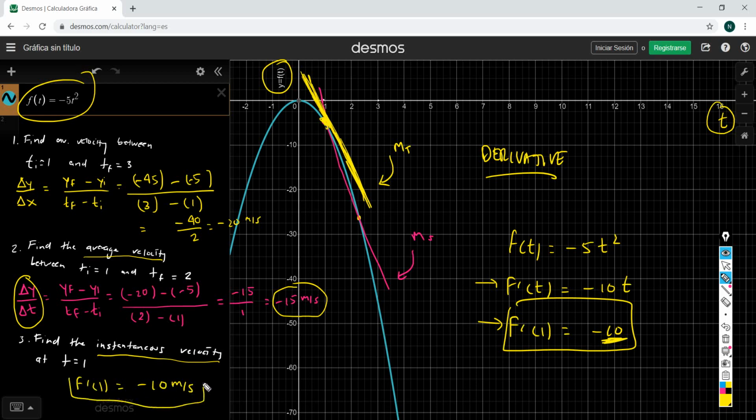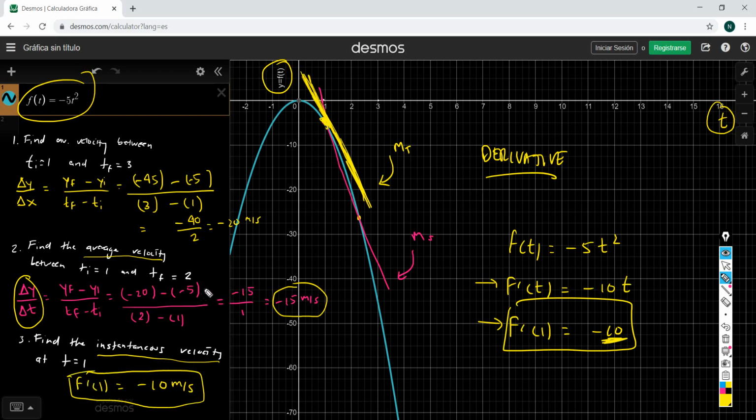This is the instantaneous velocity, and you can see that it actually makes sense, right? If the average velocity between 1 and 3 seconds is minus 20, and then the average velocity between 1 and 2 seconds is minus 15, you see it's kind of following this pattern, right? Going downwards in steps of 5 units, minus 20, minus 15, and then at that precise point at 1 you get minus 10 meters per second. You see, so it kind of makes sense.